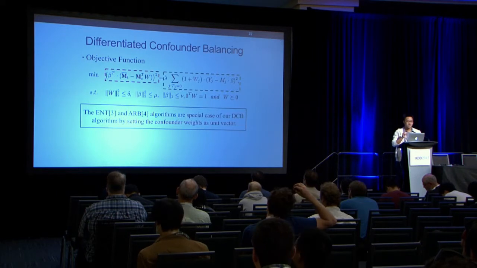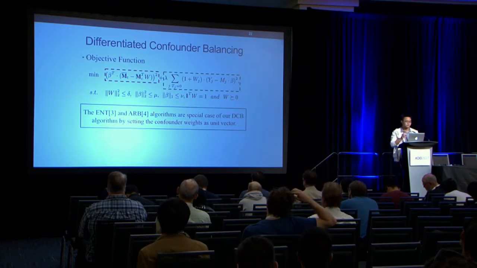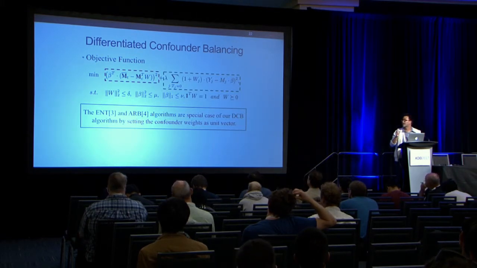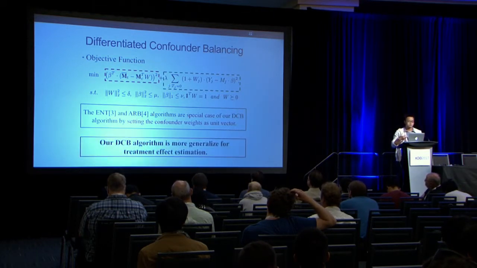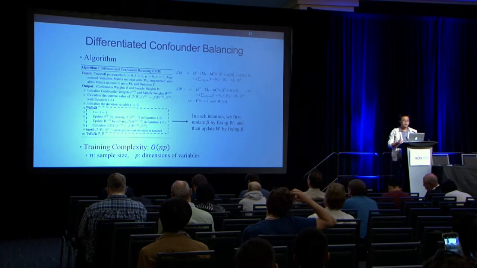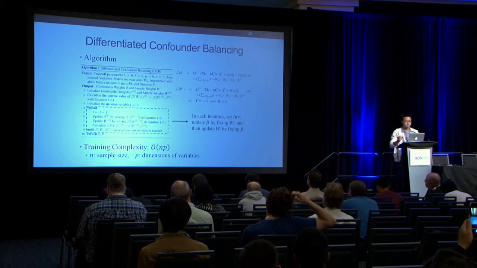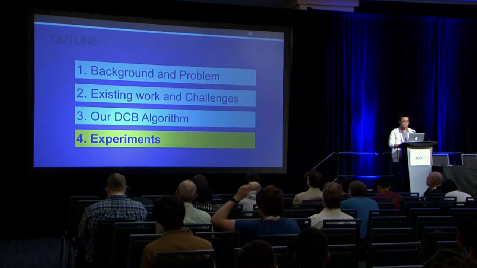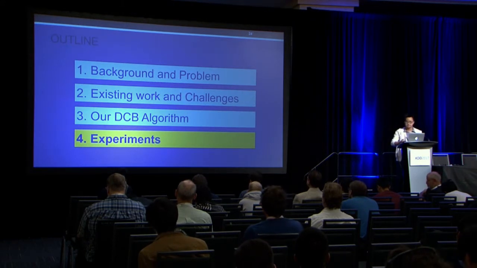Actually, we found that the entropy balancing and the approximate residual balancing algorithms are special cases of our DCB algorithm by setting the confounder weights beta as a unit vector. So our DCB algorithm is more generalized for treatment effect estimation in observational studies. Here are the details of our algorithm. The time complexity of our algorithm is O(NP), where N is the sample size and P is the dimension of variables. Next I will show the experiments.